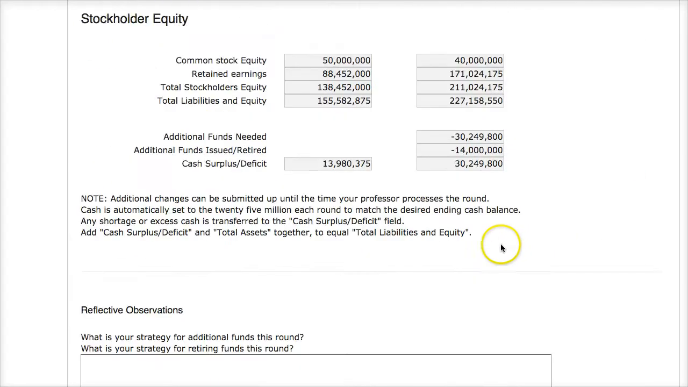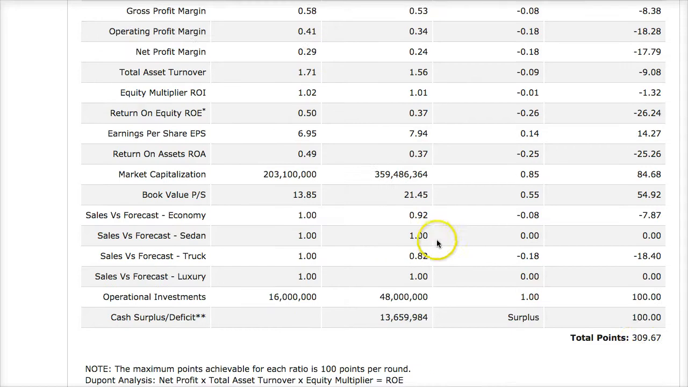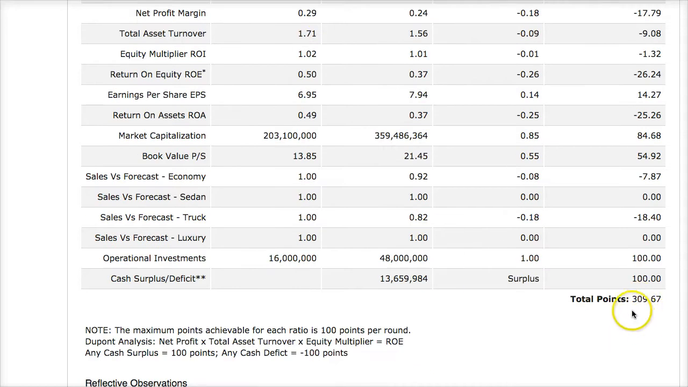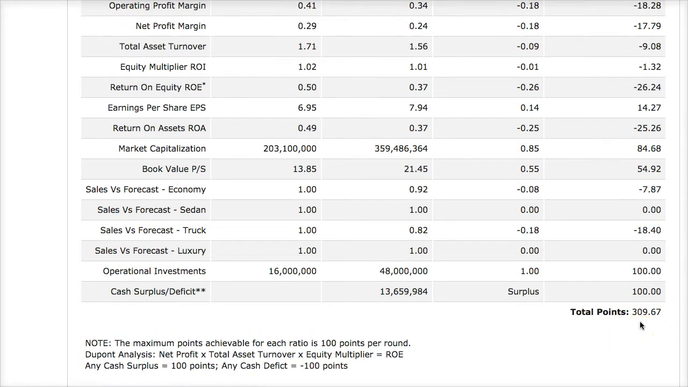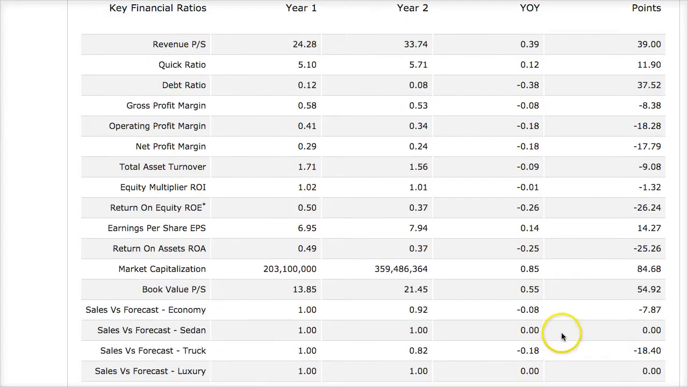Okay, so I'm going to finish this year 2, and then that pops me into year 3, which I'll complete next review. But what I want to look at here is my points. So I see that my points are only 300, which isn't uncommon. That's actually pretty good for the second round because it's hard. And the biggest mistake that I made from round 1 to round 2 is I did not get my gross profit margins higher than the previous round, so I've lost points.